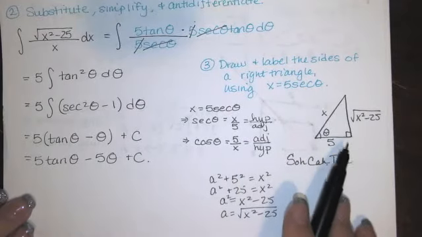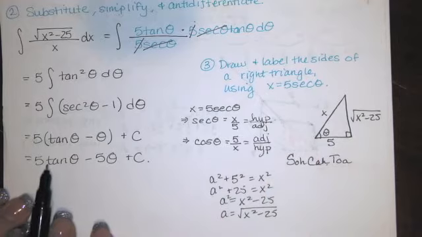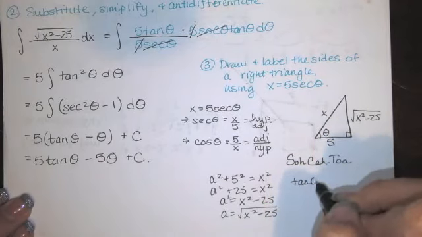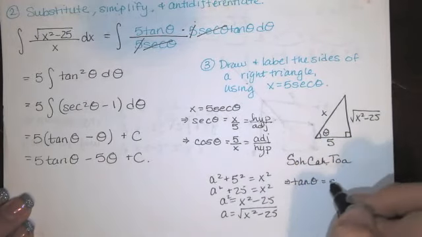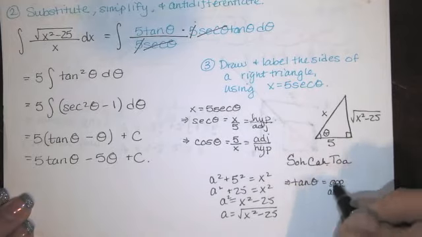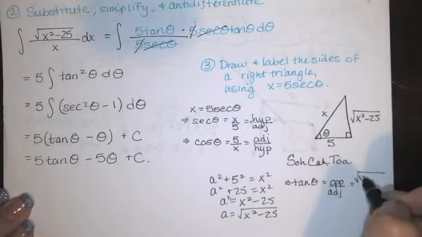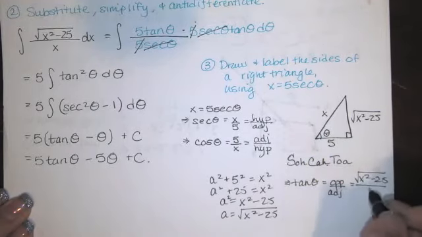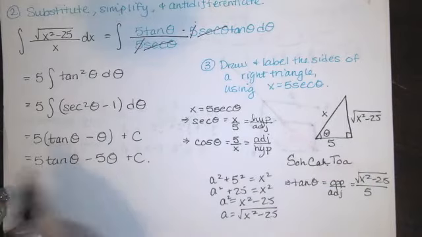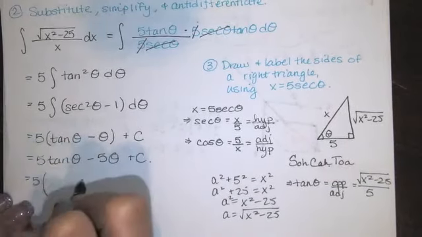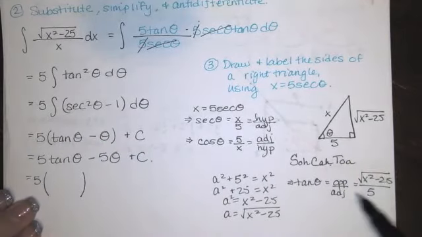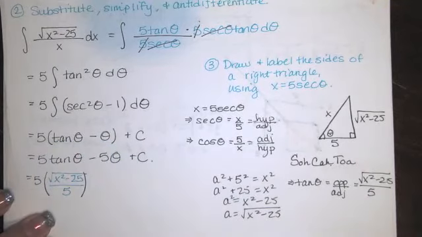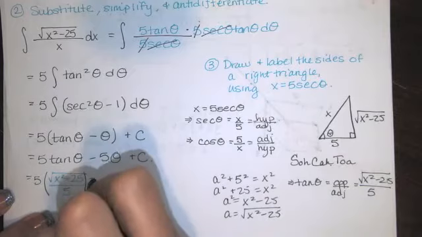Okay, so now we've got our labeled triangle, and that labeled triangle will allow us to find tangent of theta in terms of x. So tangent of theta is opposite over adjacent. The side opposite theta is the square root of x squared minus 25. The side adjacent to theta, that's next to theta, that's not the hypotenuse, is just a 5. So that's what goes in here. We have 5 and we're multiplying by this tangent function. And then we're subtracting 5 times theta.